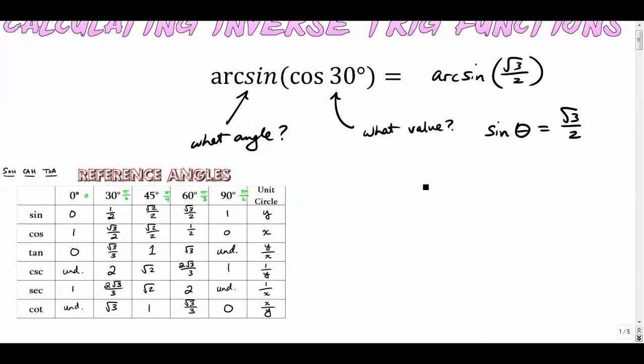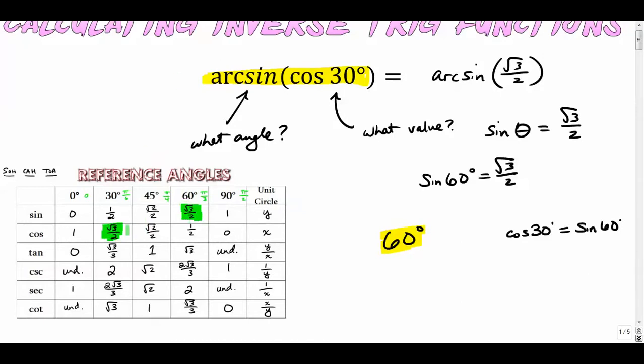Well, the answer is 60 degrees. The sine of 60 degrees is radical 3 over 2. So this answer is simply 60 degrees. The answer to this question is an angle, and that angle is 60 degrees because the cosine of 30 is equal to the sine of 60. We talked about that symmetry right there, and that comes back to special right triangles and how cosine and sine are defined as opposite and adjacent over hypotenuse, things like that.